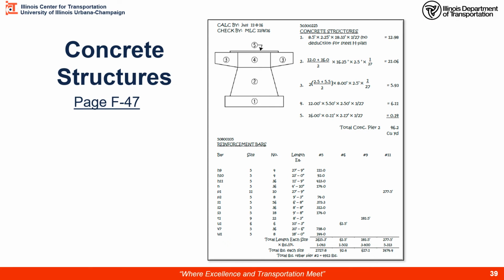Let's go to your document guide, page F47. Here's an example of doing calculations for concrete structures. What is being done is each element is being calculated for volume of concrete and pounds of rebar. That way, as it's built, you can reference this calculation sheet and utilize this information for your payment. So you would estimate on the way up and then do a final once it's completed.